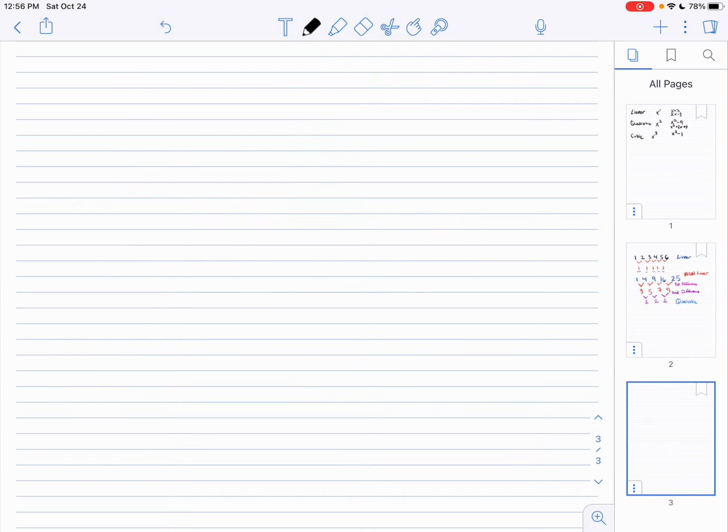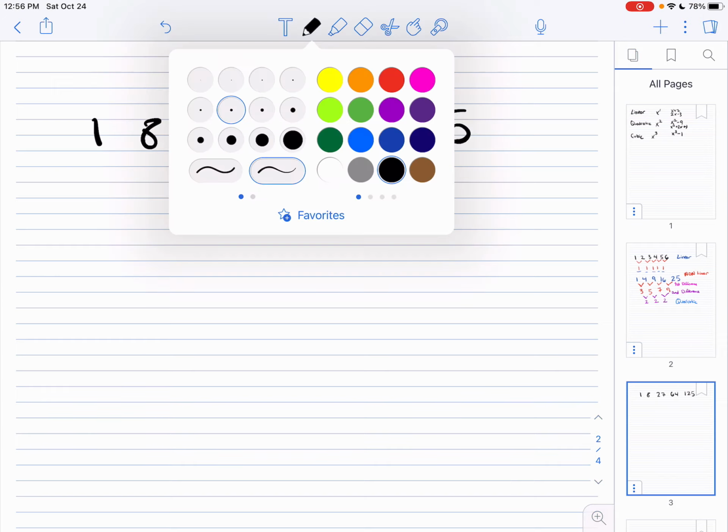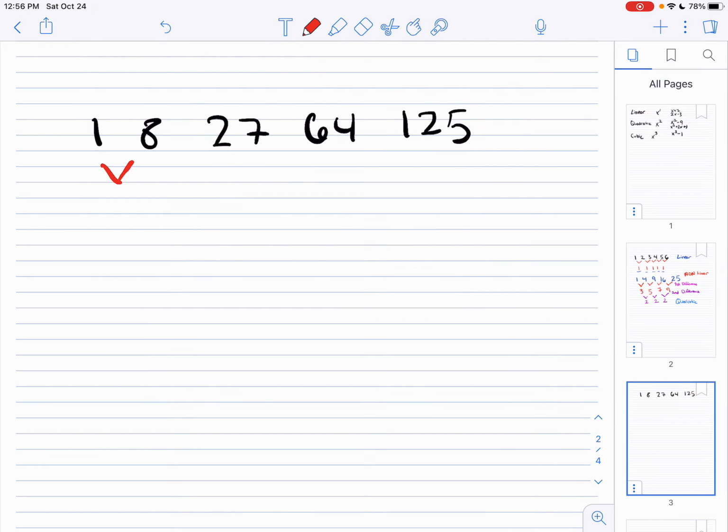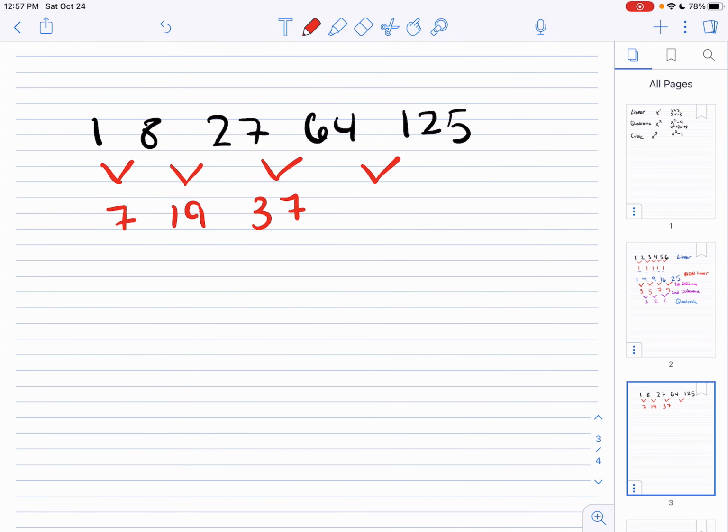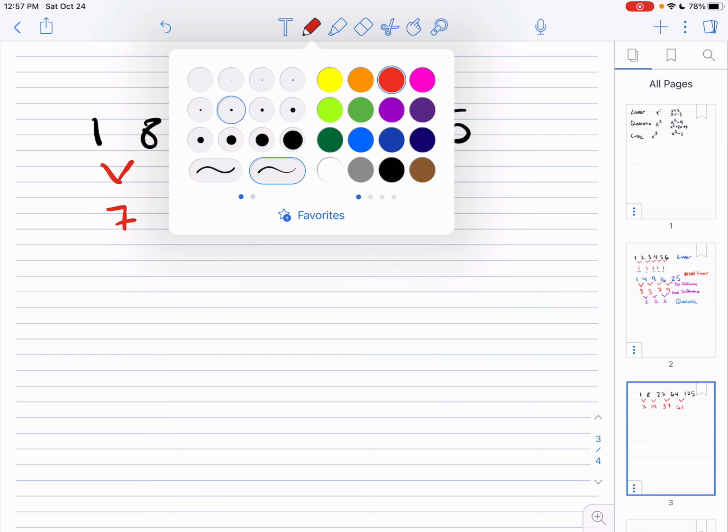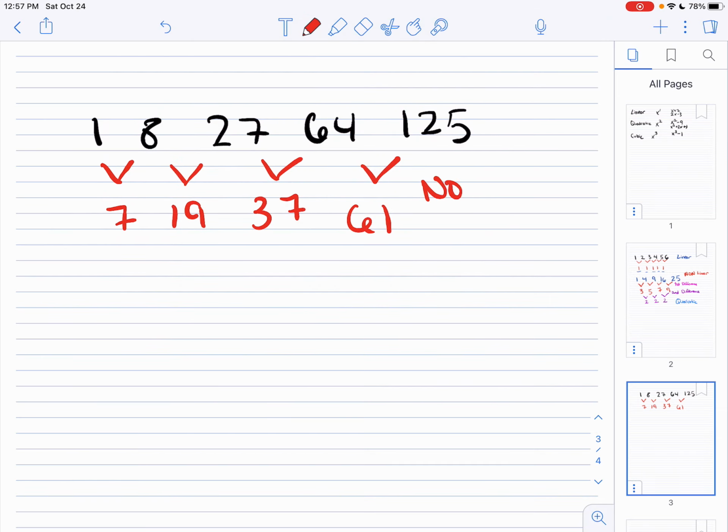So let's take a look at another one where we have 1, 8, 27, 64, 125. All right, let's take our first difference to see if it's linear. 8 minus 1 is 7. 27 minus 8 is 19. 64 minus 27 is 37. And 125 minus 64 is 61. Okay, so we took our first difference, and we can see that it is non-linear.